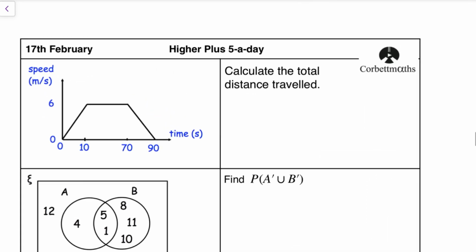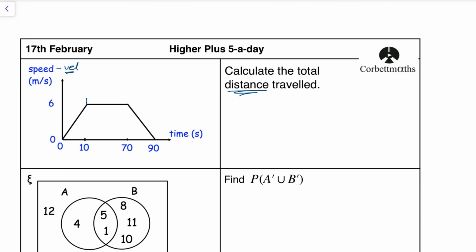Let's have a look at the first question. Okay, so what do we have? We've got a speed distance graph. Now, this could be speed or it could be velocity, depending on what they're trying to measure. But the point is, if it is speed or velocity against time, that means I can calculate distance by using the area under the graph.